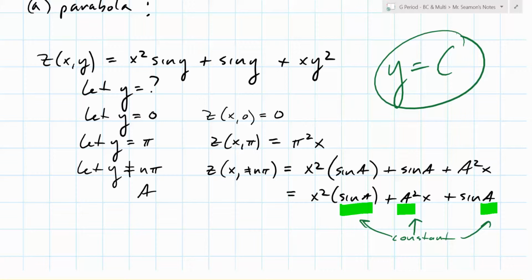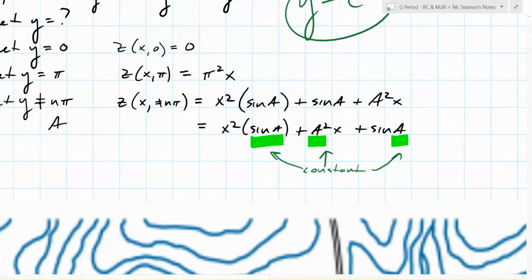And what are we saying? When you plug in that value, what do you end up with? You end up with x squared times a constant plus a different constant times x. What shape is this right here? That is a parabola. You're missing one variable.